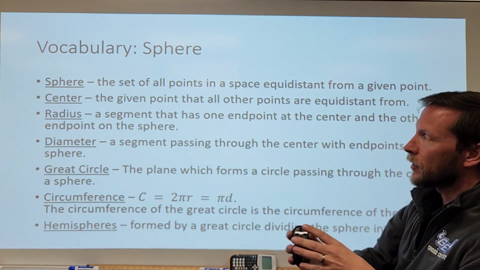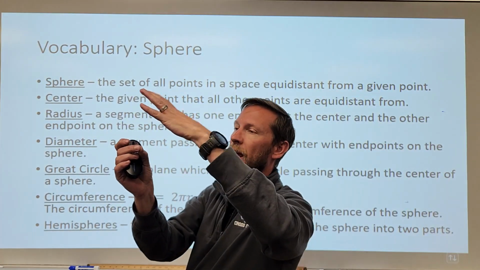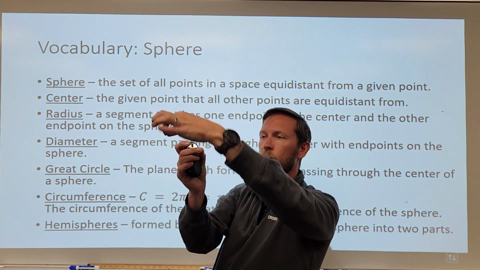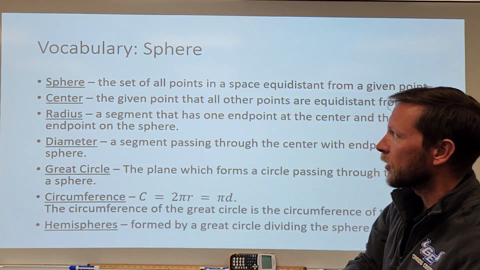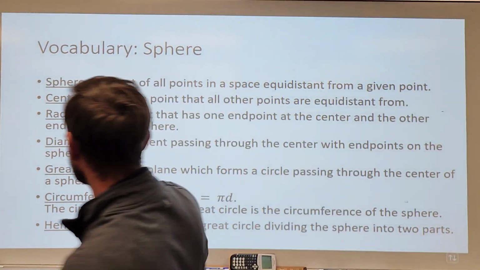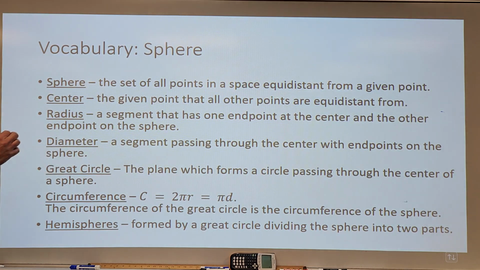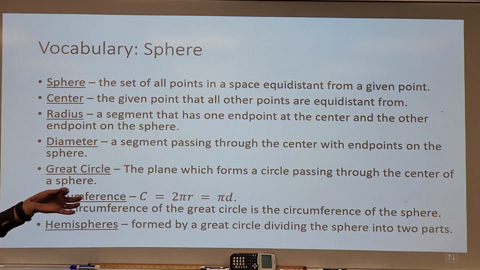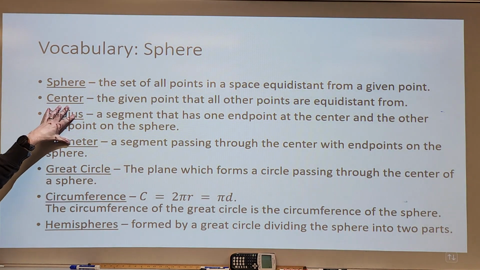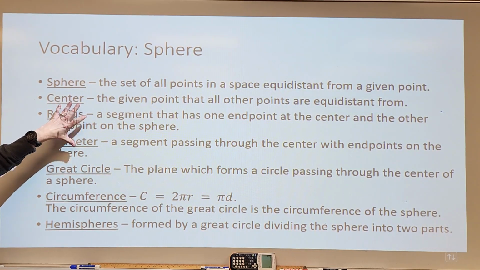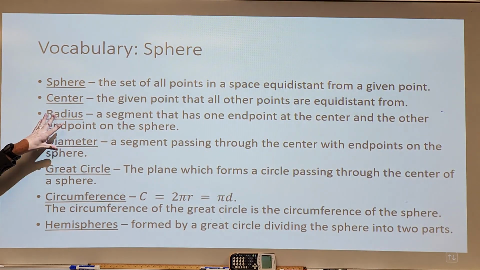That would be a circle, right? And so in space, if we have all these points that are the same distance from that center, all those dots would together make what we would call the sphere. The center is that point from which all those other points are equidistant. The radius is that distance. It's a segment that measures only that distance, and the diameter is that segment that passes through the center but has endpoints on the sphere. So similar vocabulary to a circle, we have that same vocabulary here for a sphere.